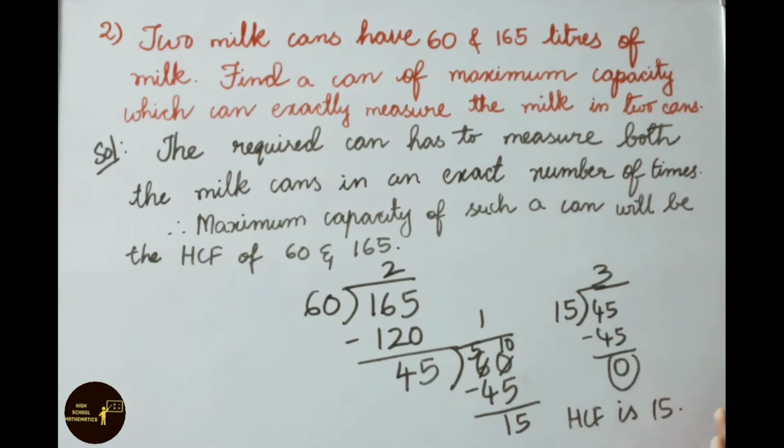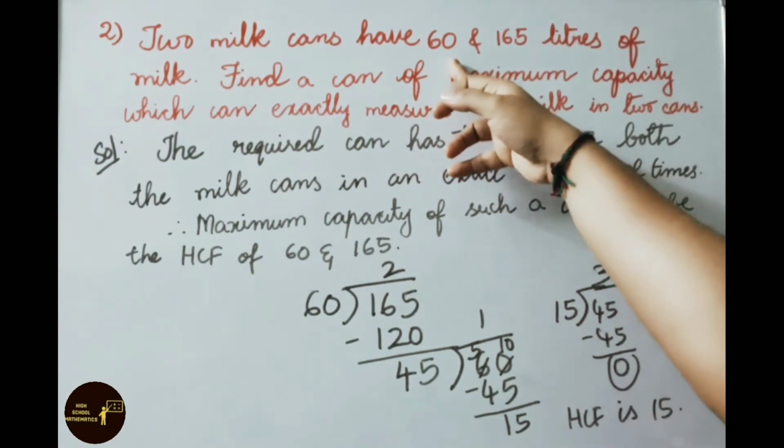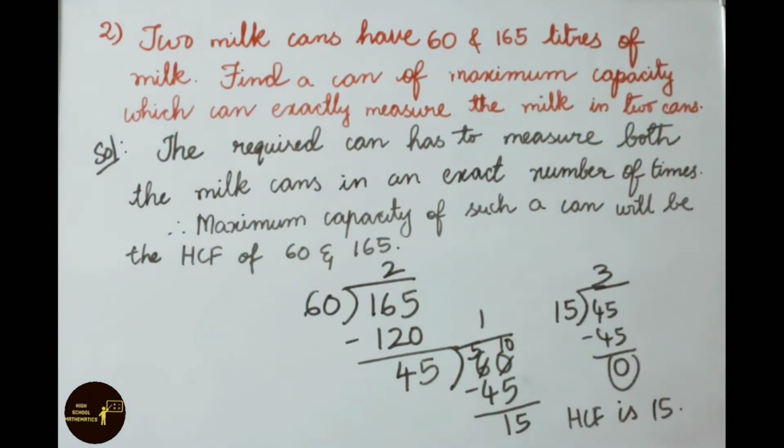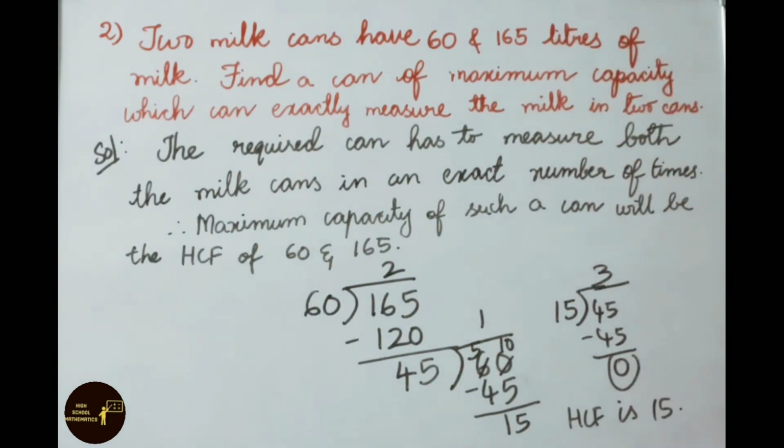Therefore this 15 liters capacity can measure the first can, that is 60 liters capacity can, 4 times, and 165 liters capacity can, that can measure by 11 times.